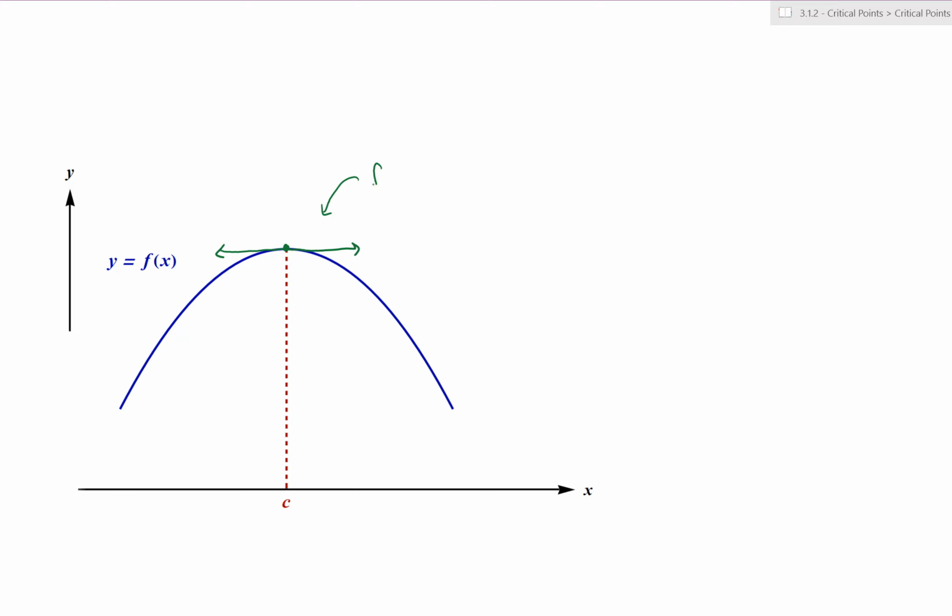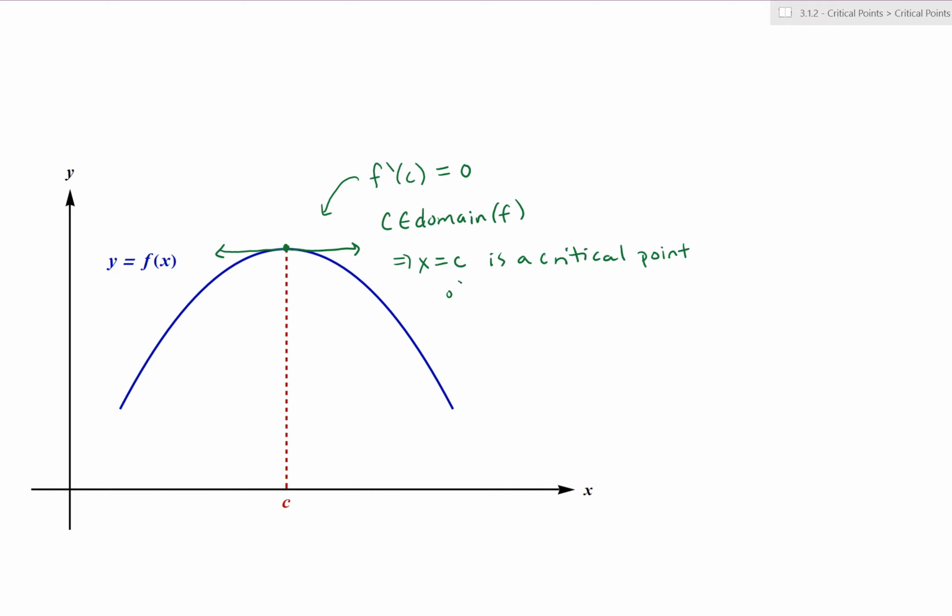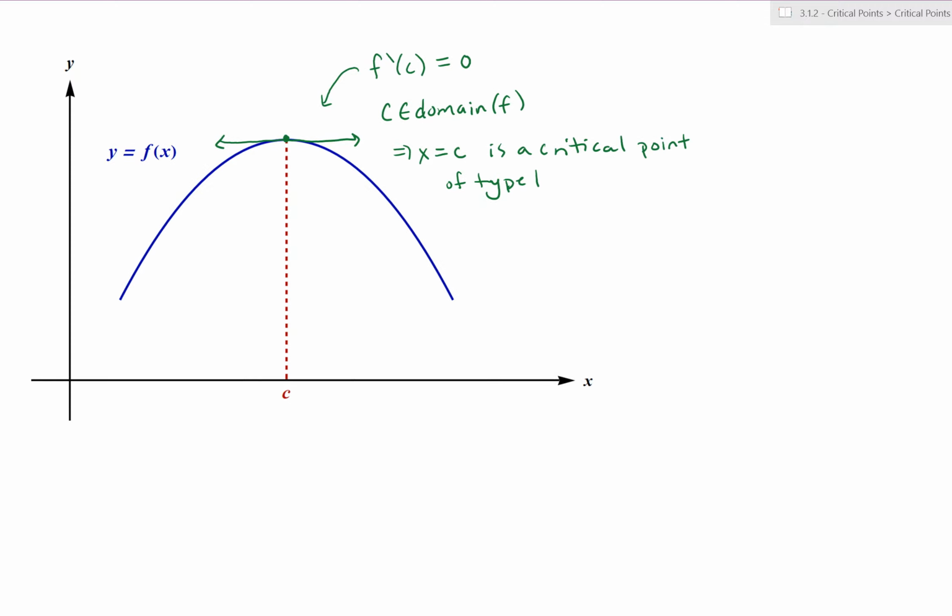So right here we can see that f prime of c is equal to 0, and moreover c is in the domain of the function f here, and thus x equals c is a critical point, in this case of type 1, because the derivative is 0 at this location, and we have also that, of course, the function is defined at this location. Notice that in this particular example, we do indeed have a local extreme point, a local max, at this location c comma f of c. So there's one such example.